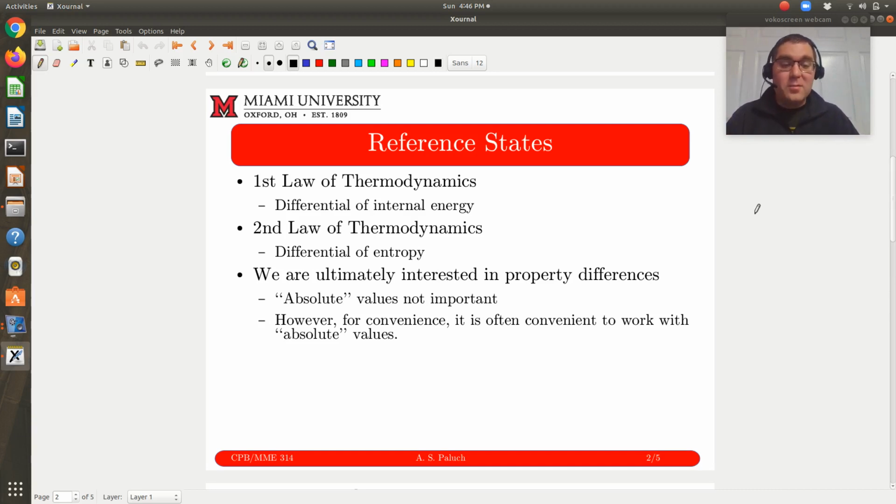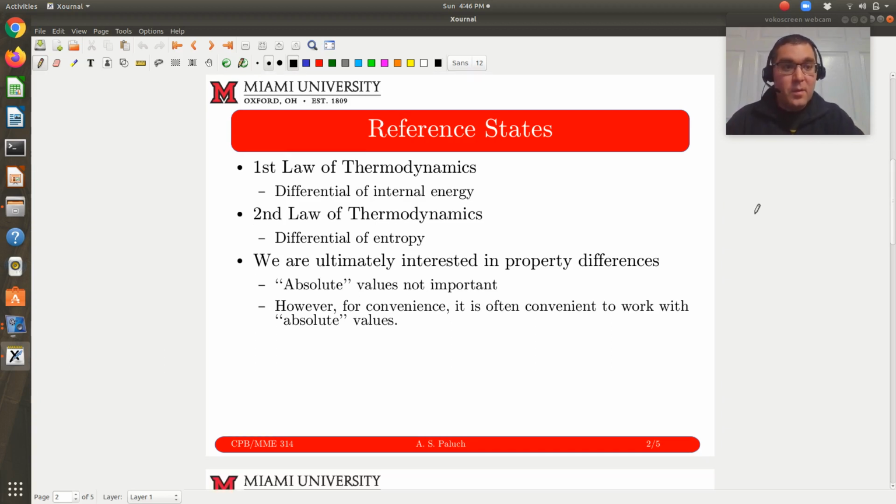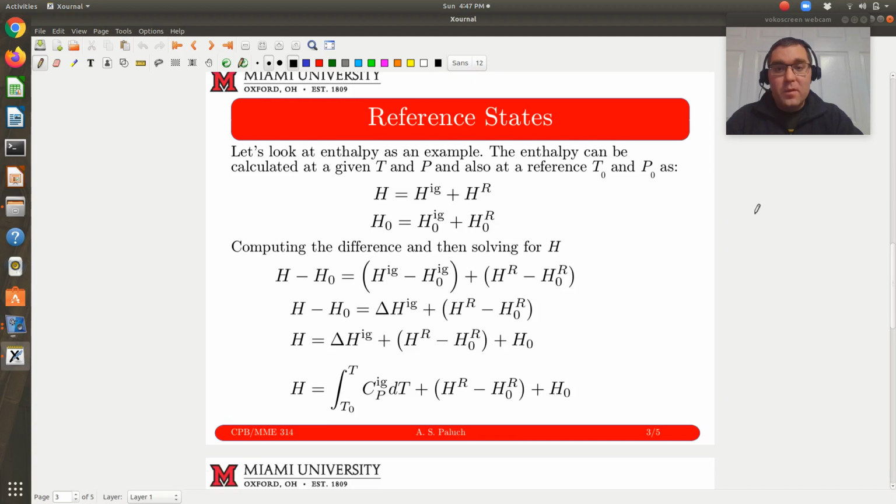But oftentimes, it's convenient to define absolute properties, such as when we tabulate data, say in your steam tables in the back of the book. So the absolute value of a property in general isn't significant because as long as properties are defined with respect to the same common reference date, that common reference date will cancel out when we calculate differences. All right, so now when we calculate reference dates, again, all the equations are typed up here.